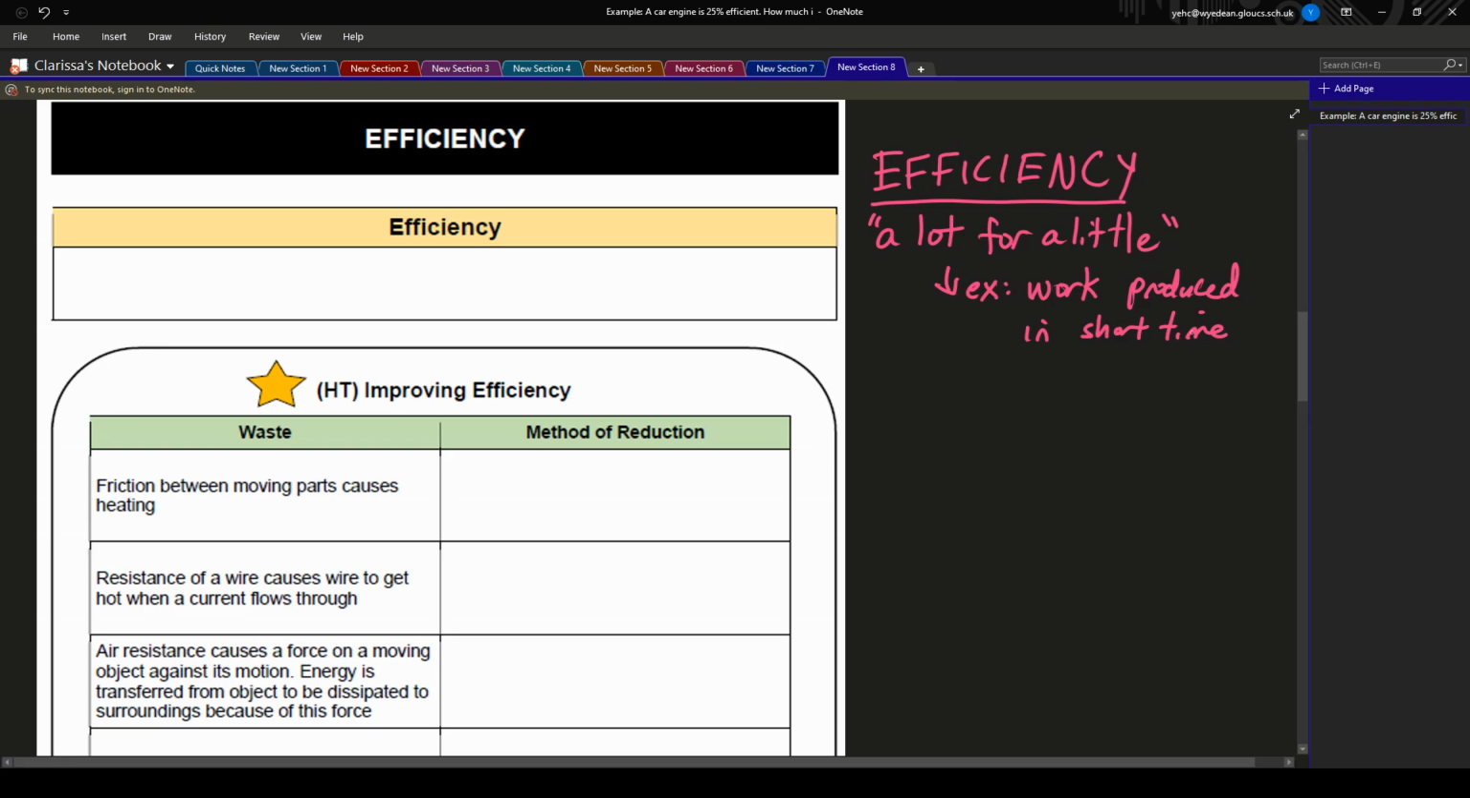So now let's think about it in terms of energy. When we talk about something that's efficient, we're talking about a lot for a little. This concept of a lot for a little means it produces a lot of useful energy for its input. So, the max amount of useful energy for its input.